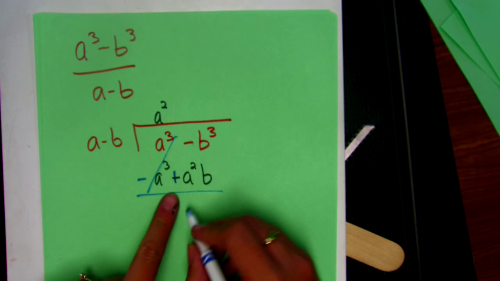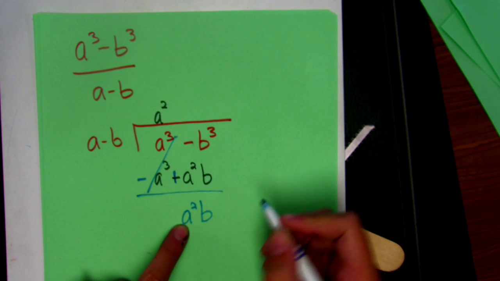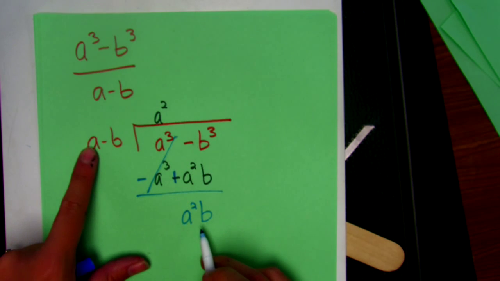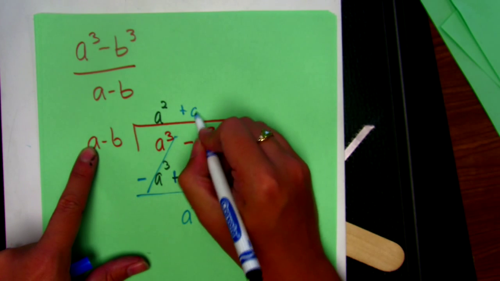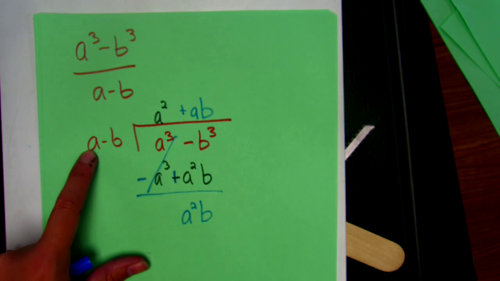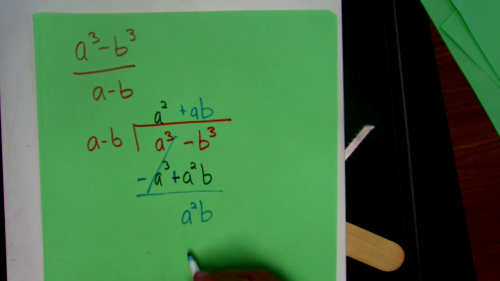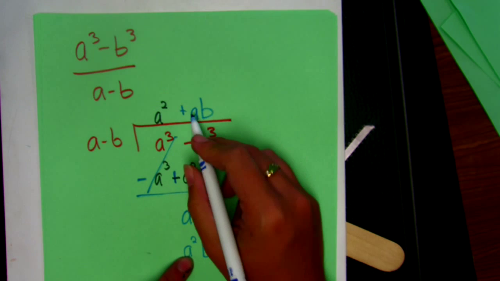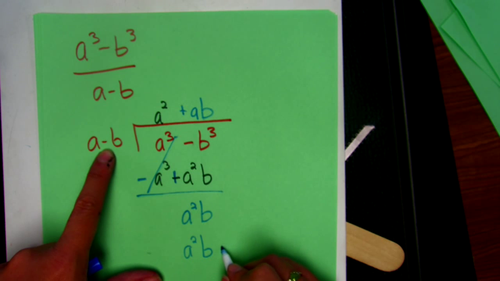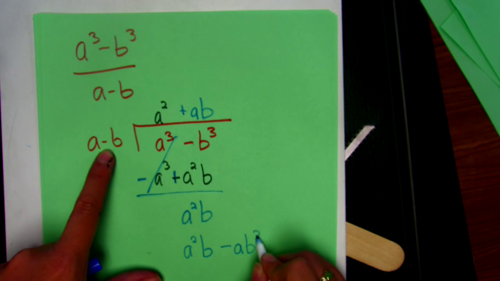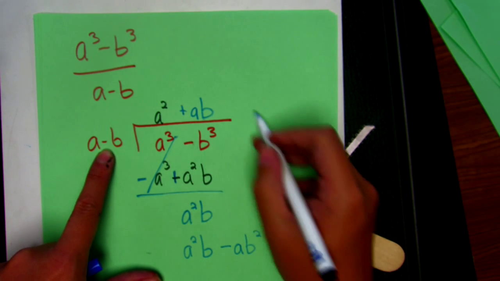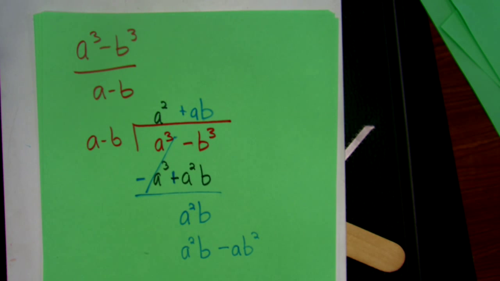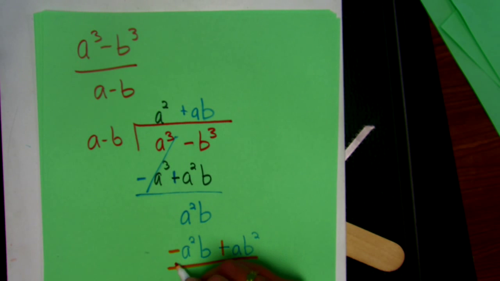This cancels, and now I've got an a squared b. So now I have to think, what times a is a squared b? Well, it's ab, right? So a times ab is a squared b. And then ab times negative b is negative ab squared. And I don't have anything that I can combine that with. So now I've got to switch my signs. This cancels, leaving me ab squared.